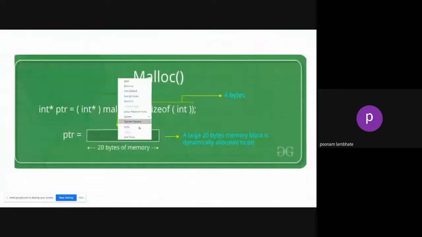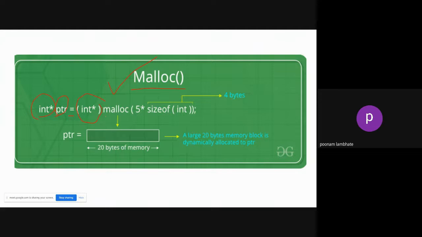Let us see one example here. In this example, malloc is being used. As we have already seen in the previous video, int asterisk pointer variable name is equal to, we have typecasted it to integer, and malloc sizeof(int). If we want the space of 5 integers, it is 5 into sizeof(int), which means 5 into 4, because the size of int is 4.